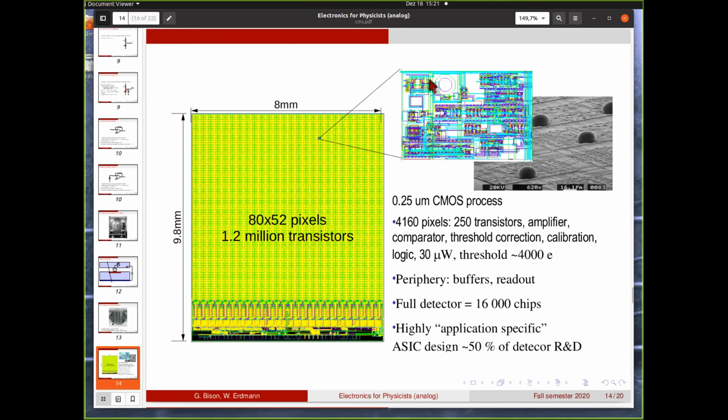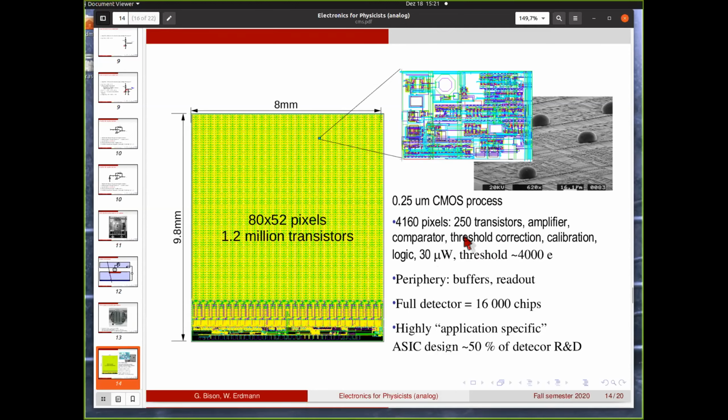It's a very simple amplifier. It's far from being as complicated as an operational amplifier. This one, in fact, consists of only 2 times 2 transistors. But it needed to be simple, because you need so many of these, and the rest of the pixel is then filled with digital electronics. So each pixel has about 250 transistors. So you have, like I said, the amplifier. You also need a comparator which decides whether there has been a hit or not.